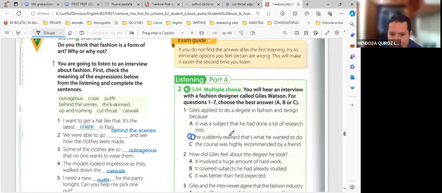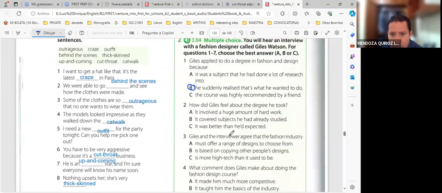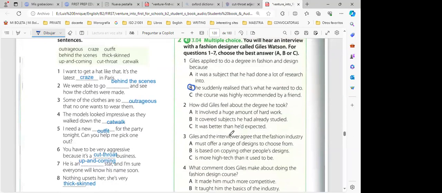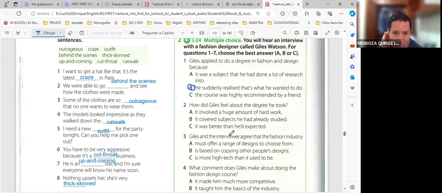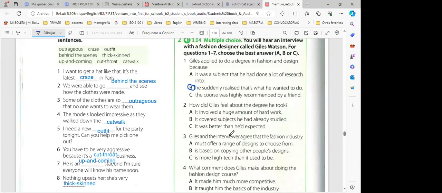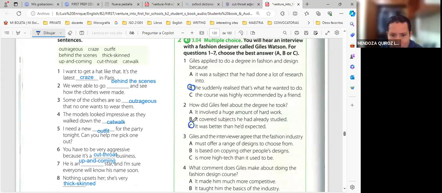Nice. Andrea, number 2. How did Giles feel about the degree he took? It involved a huge amount of hard work. A huge amount of work. Is that or the last one? The last one. It was better than he expected. Yeah, that's what he mentions, no? It was even better than he expected.